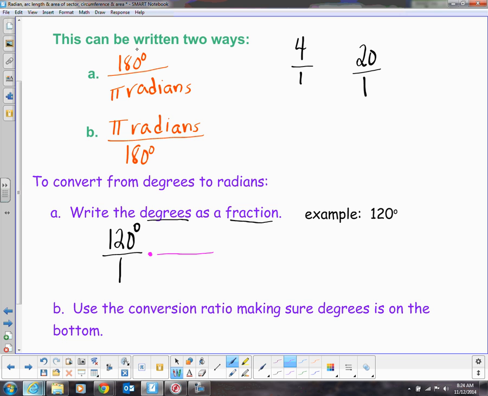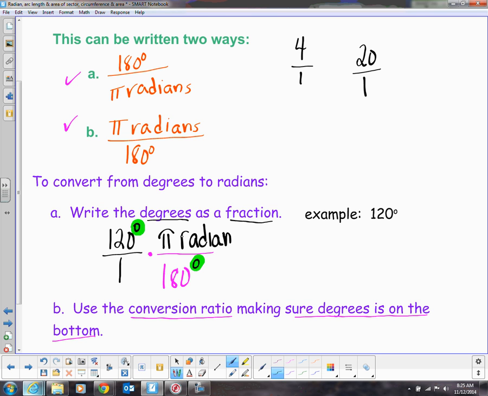Now we have to choose. Do I use A, or do I use B? And this is how you make a decision. You're going to use the conversion ratio, making sure that the degrees is on the bottom. That means 180 degrees is on the bottom. The reason we want to do that is because we need to make sure that the degrees in the numerator simplify with the degrees in the denominator, and the only way that happens is for the degrees to be in the numerator and denominator. If degrees are in the numerator, degrees times degrees is degrees squared, and that doesn't make sense. So this is going to be pi radians.